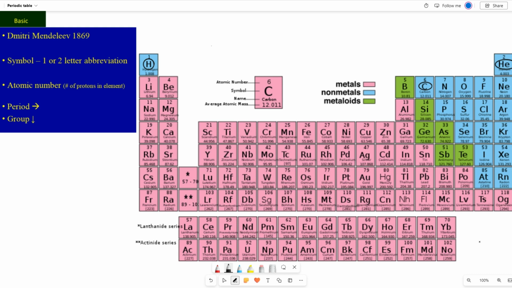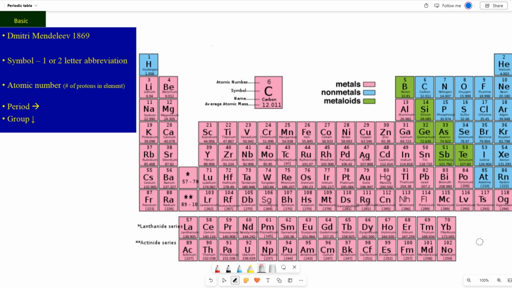C for carbon makes sense, but some of them don't make sense. Like if you take a look here, Fe for iron, that doesn't really make sense. Well, that's because Fe is ferrous, which is derived from the Greek term for iron. So a lot of the one or two letter symbols do make sense. They kind of sound like what the element is, but a couple of them don't. So those are the symbols in the periodic table.